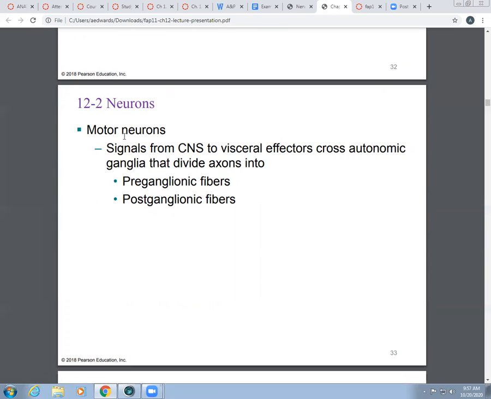All right, so the motor neurons. These are signals from your central nervous system, and they're going toward the visceral effectors. And they're crossing what we call autonomic ganglia or nervous system cells. And they're going to divide axons into what we call preganglionic fibers and postganglionic fibers.